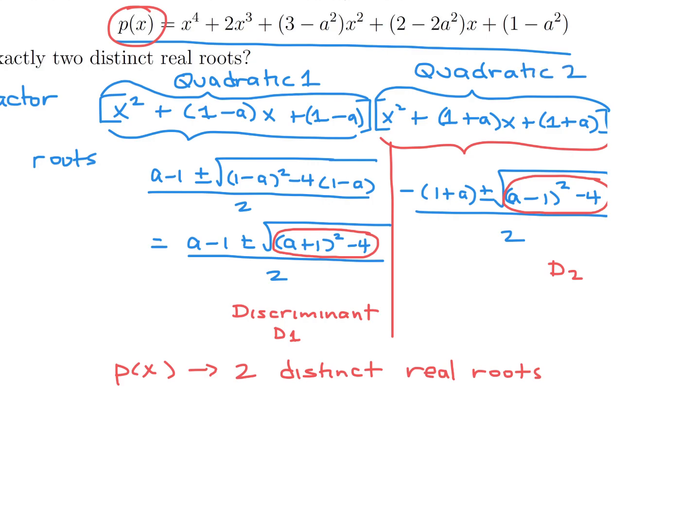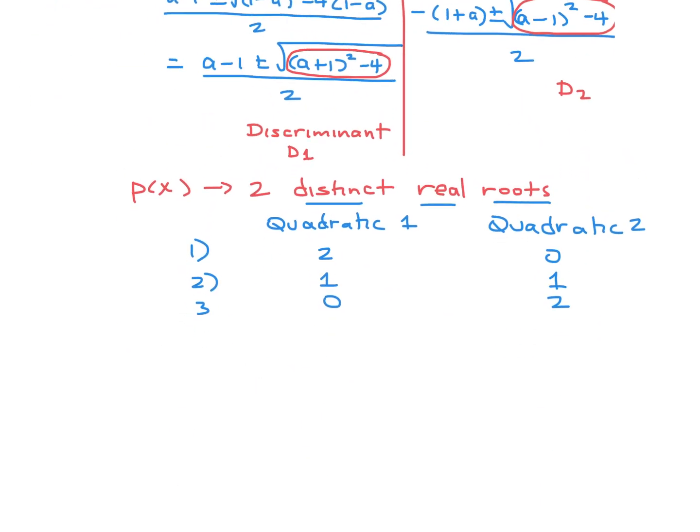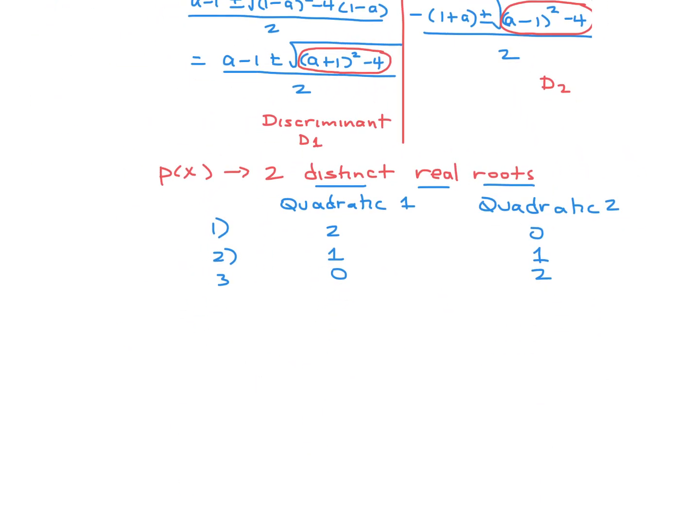So it's if quadratic 1 has either two distinct real roots and quadratic 2 has 0, that's one scenario. Another scenario is this one has 1 and 1, and the final scenario is this is 0 and that's 2. Because we want a total of 2 distinct real roots. So those are the scenarios, and we're going to have to work with each of them.